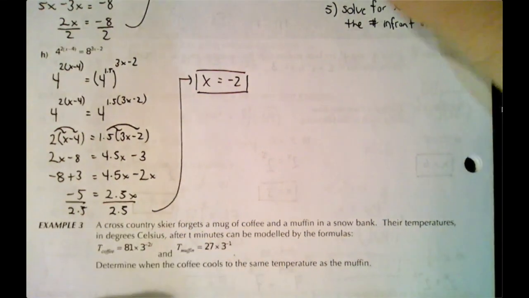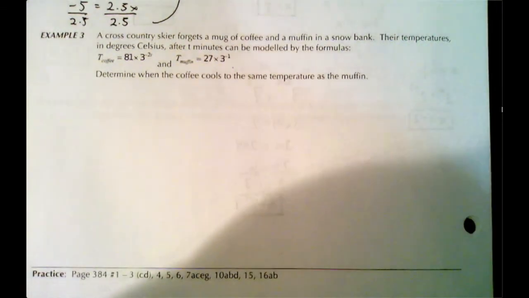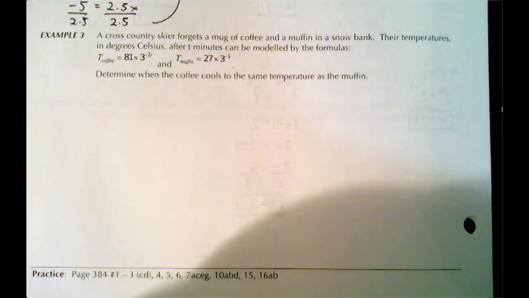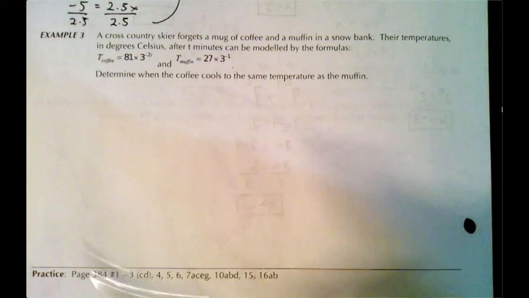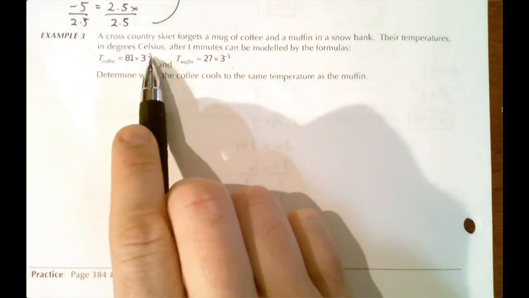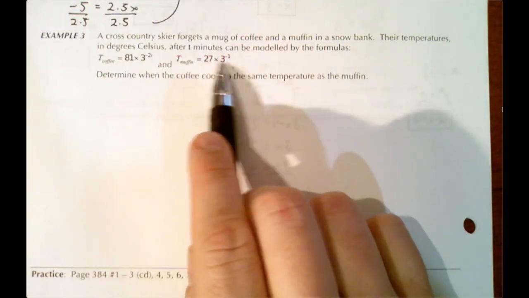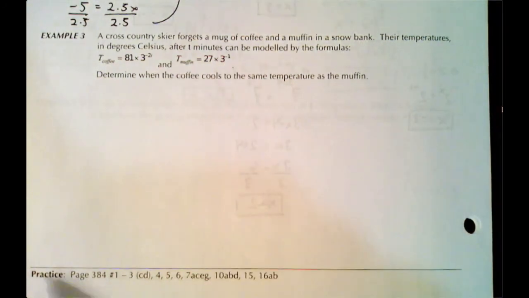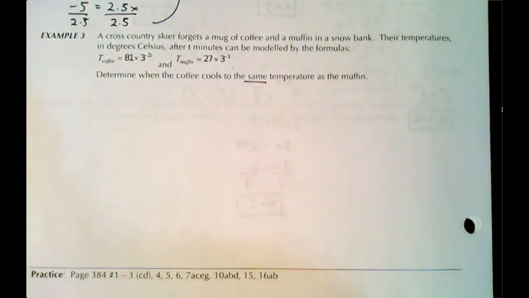Okay, last example. A cross-country skier forgets a mug of coffee and a muffin in a snowbank. Their temperatures in degrees Celsius after t minutes can be modeled by the formulas. Temperature of coffee is 81 times 3 to the exponent negative 2t. And the muffin, 27 times 3 to the exponent negative 1. Determine when the coffee cools to the same temperature as the muffin.